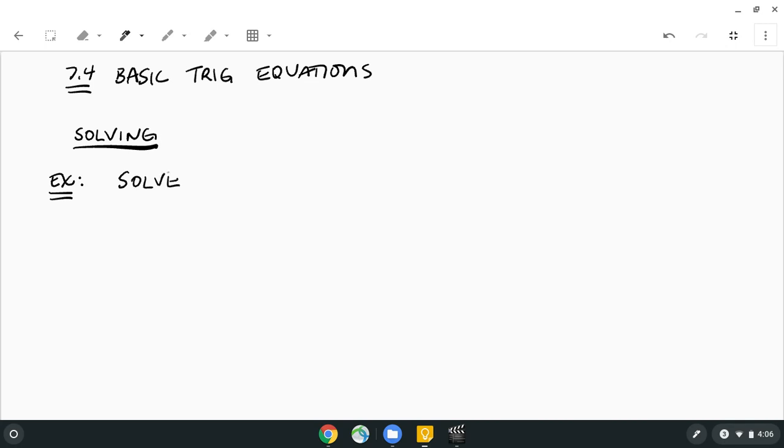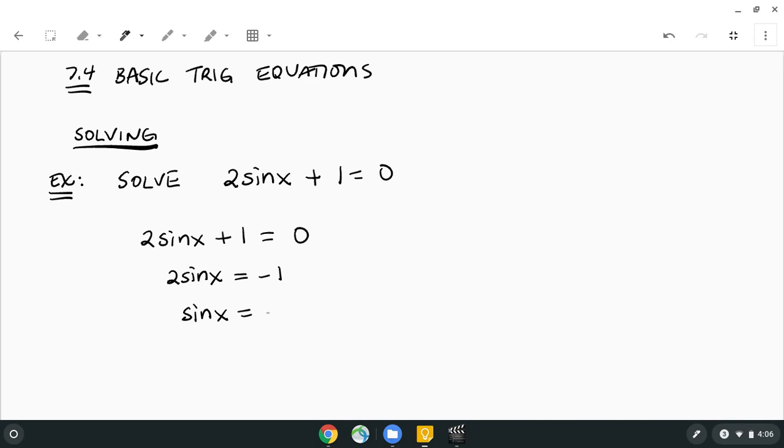Suppose that we need to solve 2 sine x plus 1 equals 0. We have this equation, and just like equations in general, you want to try to get the variable, or at least the function with the variable, by itself. So we are going to subtract 1 on both sides, and then divide by 2 on both sides. That gets my sine x by itself.